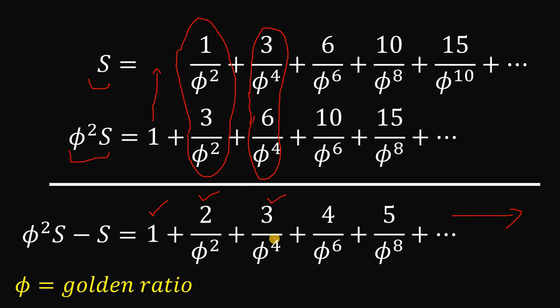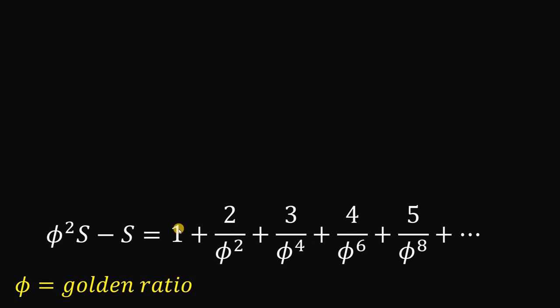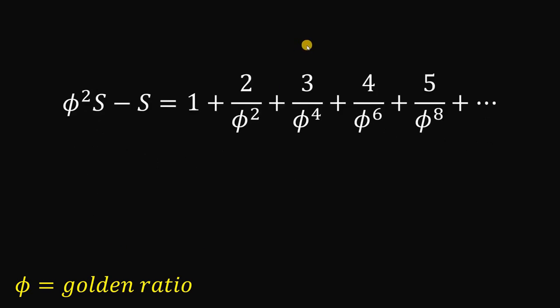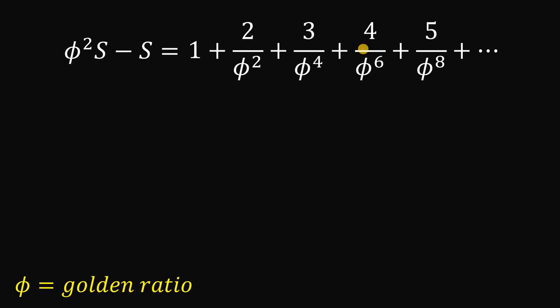Now, let's focus on this result. So we have now 5 squared times s minus s equals 1 plus 2 over 5 squared plus 3 over 5 raised to the 4th power plus 4 over 5 raised to 6 plus 5 over 5 to the 8, and so on and so forth. Now, let's simplify the left-hand side of our equation. Let's factor out this s.